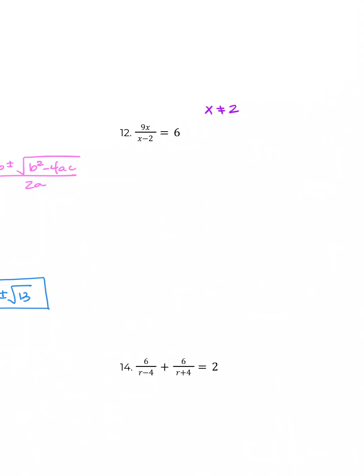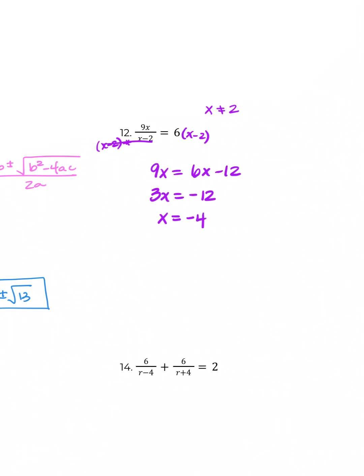Now solving it, I'm going to multiply both sides by the denominator. So that's going to cancel it out. We get 9x equals 6x minus 12, and this is a nice linear equation to solve. Subtract 6x from both sides, I get 3x. Divide both sides by 3, we see x would be -4.